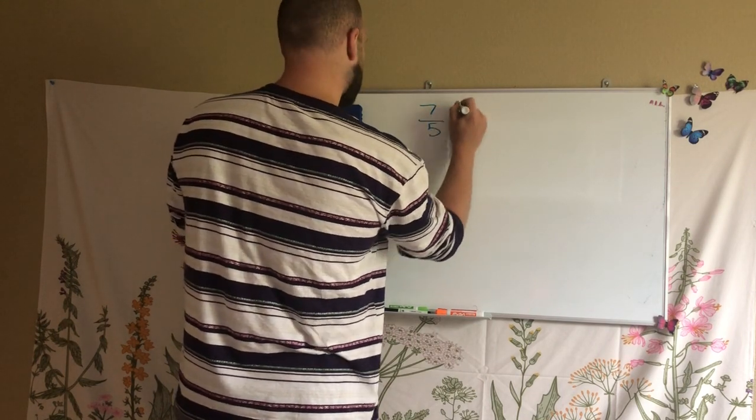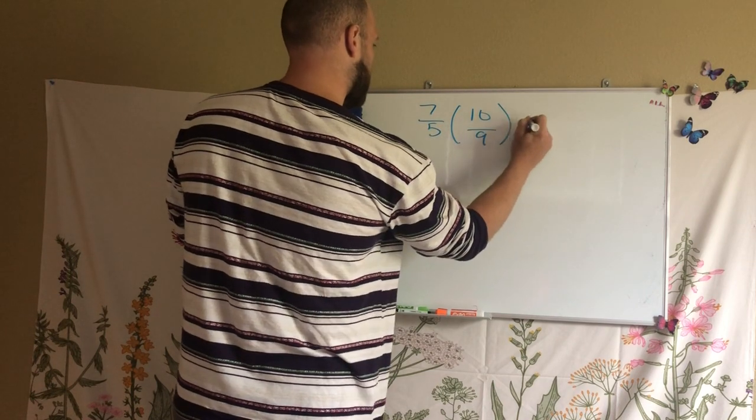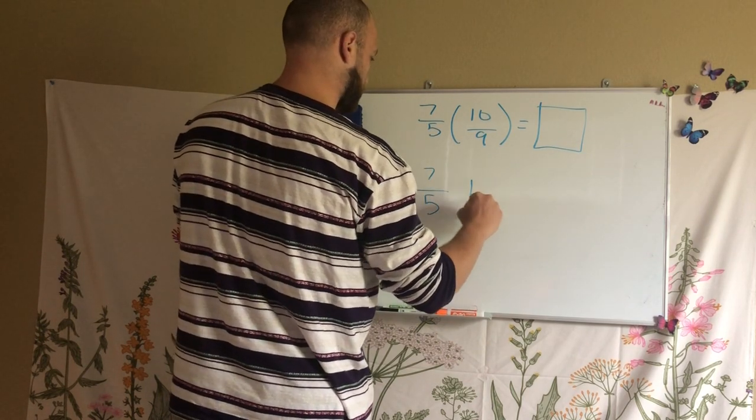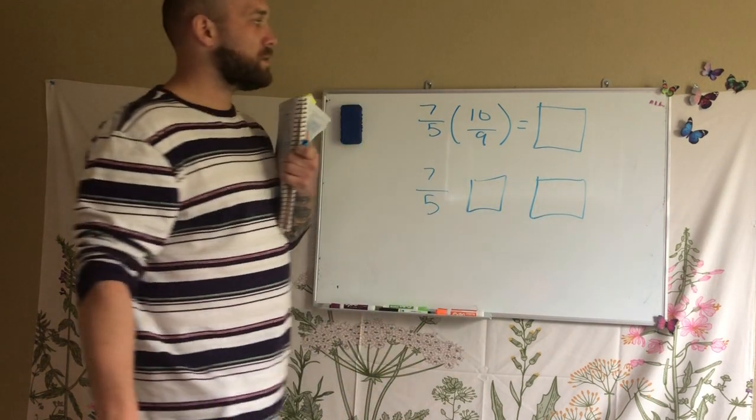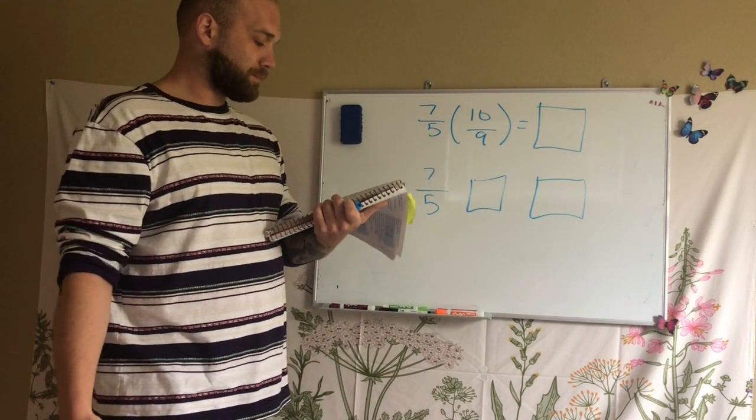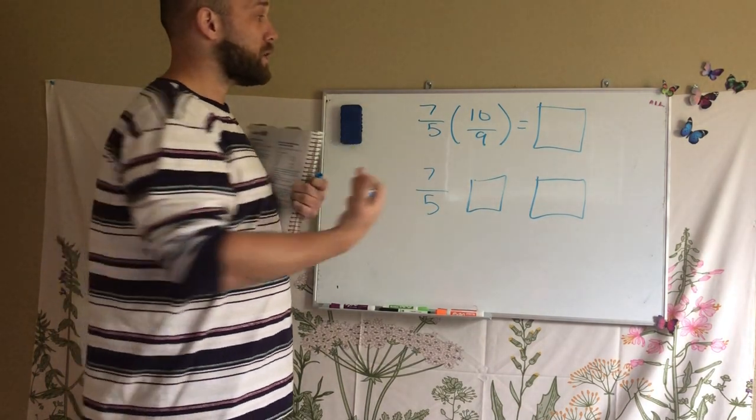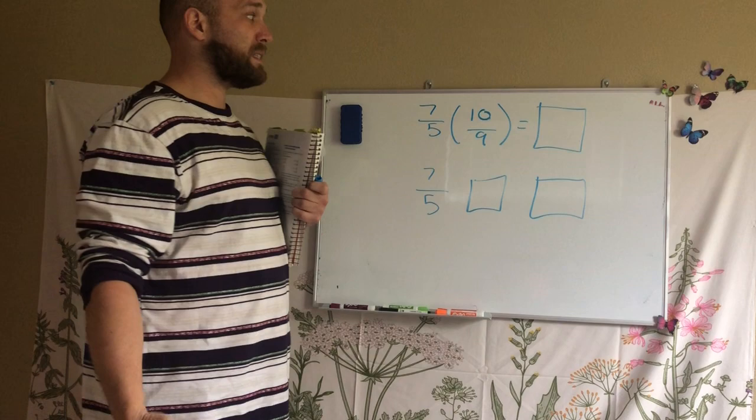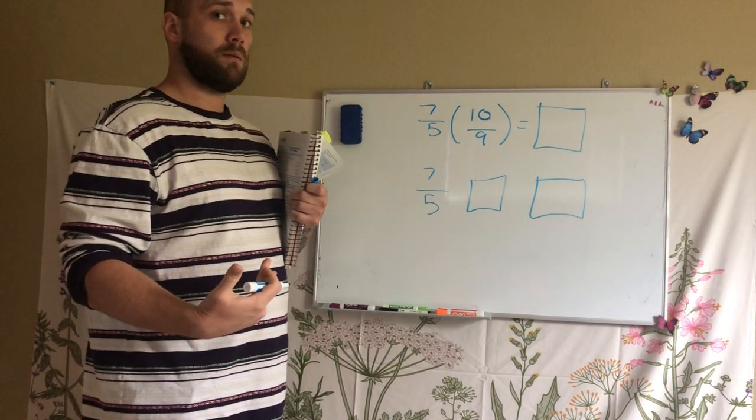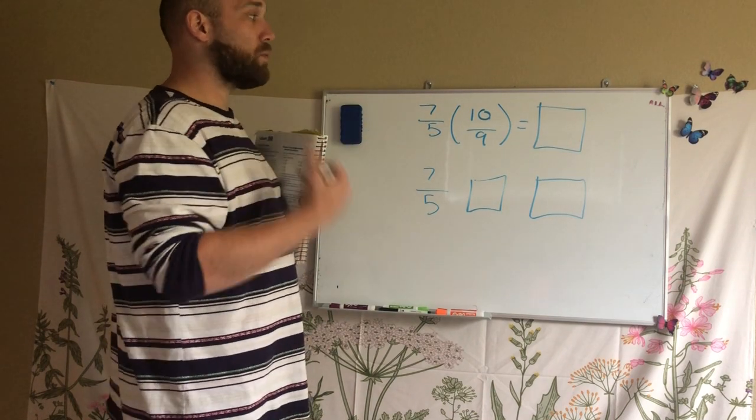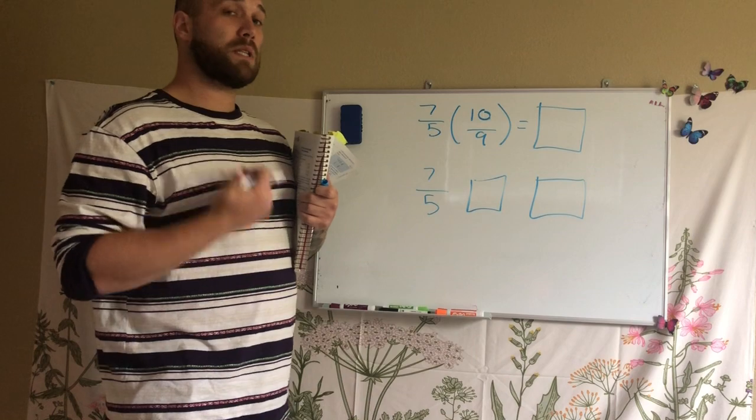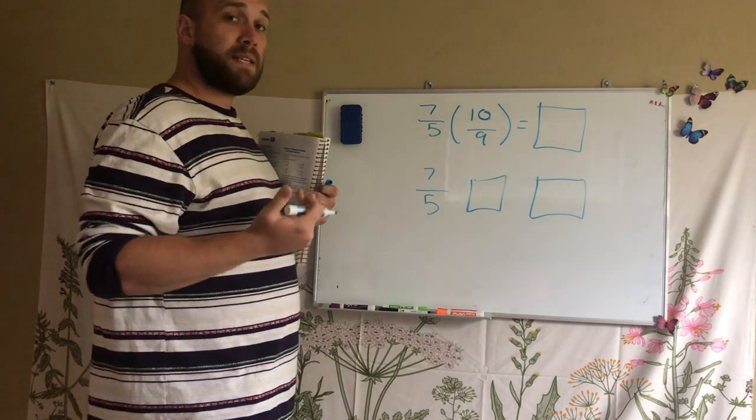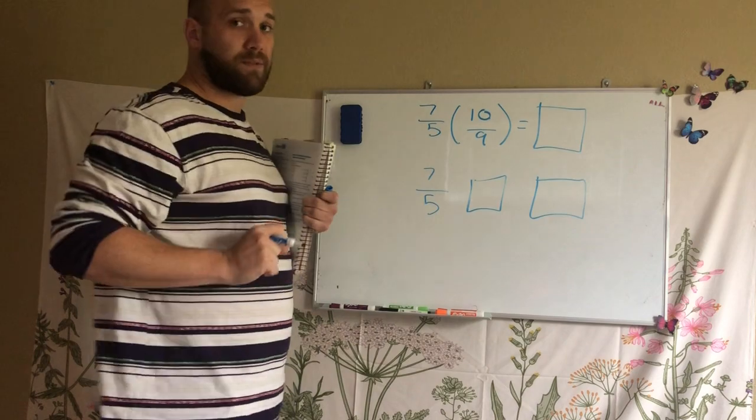You have 7/5 times 10/9. So 7/5 times 10/9. What fraction are you multiplying by? You're multiplying by the fraction 10/9. And is 10/9 more than 1 or less than 1? 10/9 is more than 1. It's a top-heavy fraction. So we know that there's more than 1 whole in there. So what does that tell us about our answer? It tells us that our answer is going to be more than 7/5.